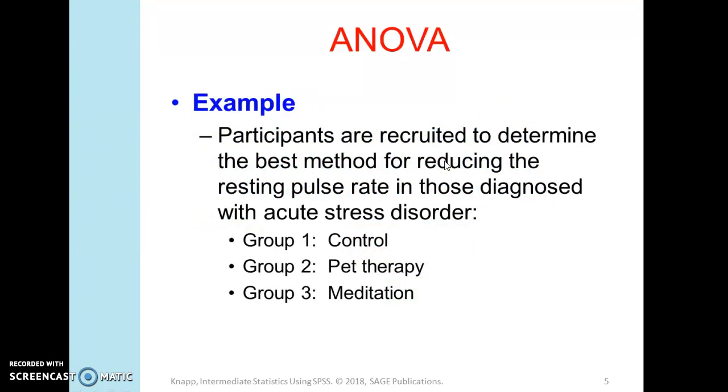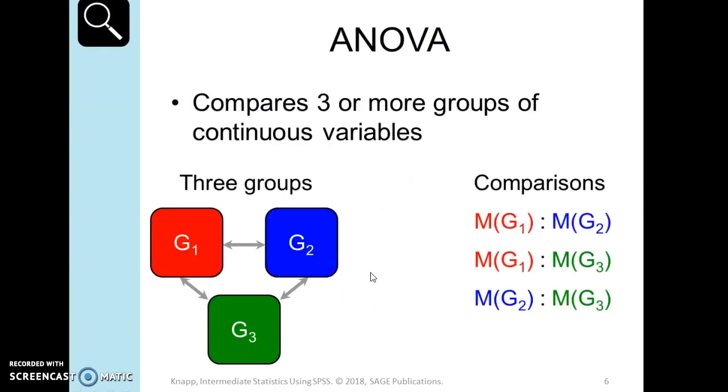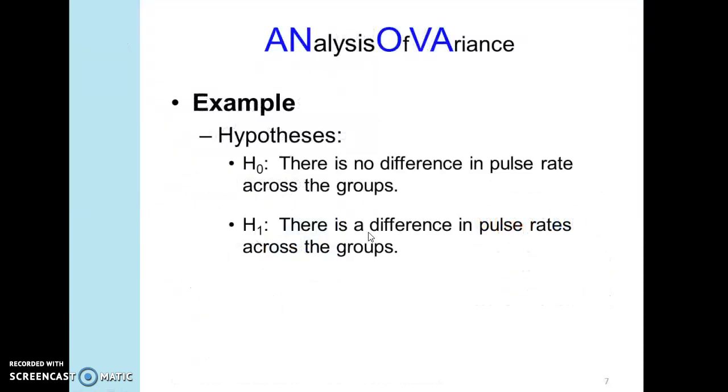Let's do an example. Participants are recruited to determine the best method for reducing the pulse rate in those diagnosed with acute stress disorder. And here you have Group 1, the control group, the PET therapy group 2. So we're going to compare all these in the meditation group. And that just shows you an outline of the three comparisons.